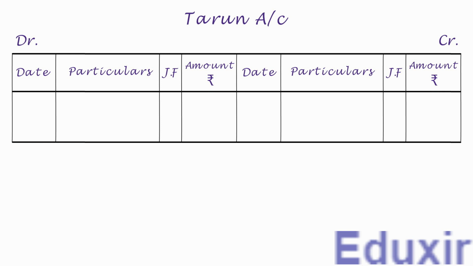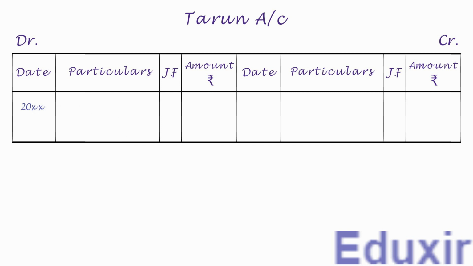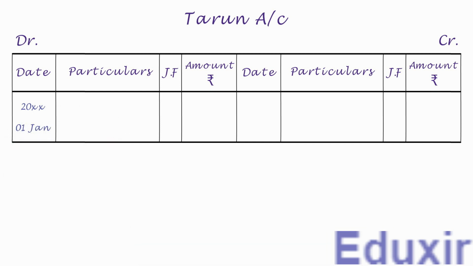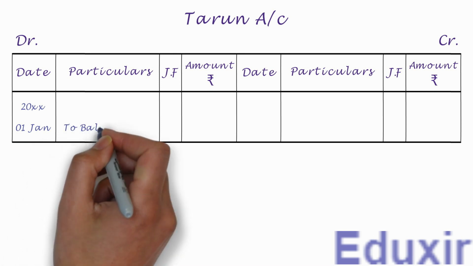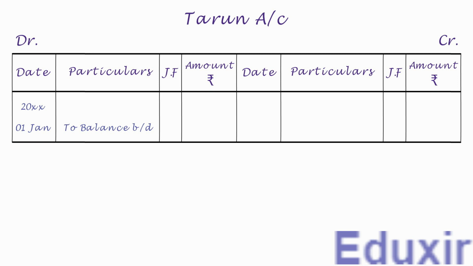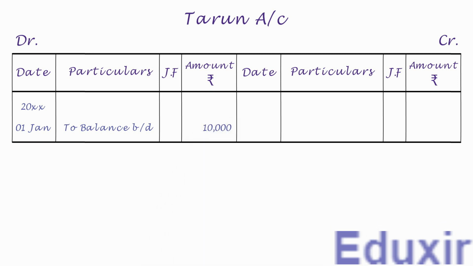Now on the debit side, let us first write the year in the date column. Let us now write the date. We need to write to balance brought down into the particulars column. Let us write the debit amount of 10,000 rupees into the amount column. That completes the posting of this journal entry into Tarun account. Let us now take up the next entry.